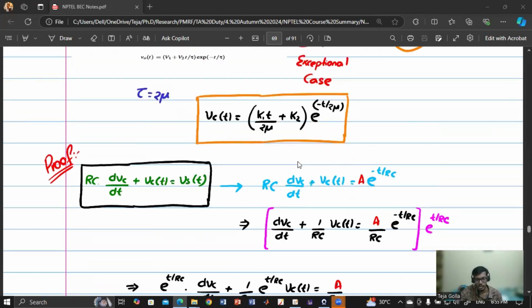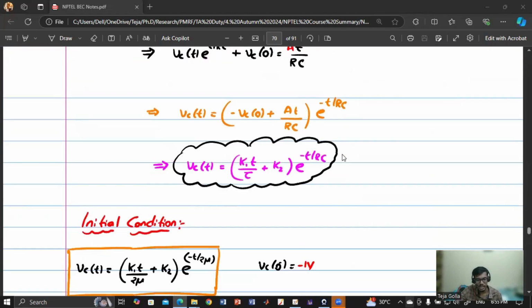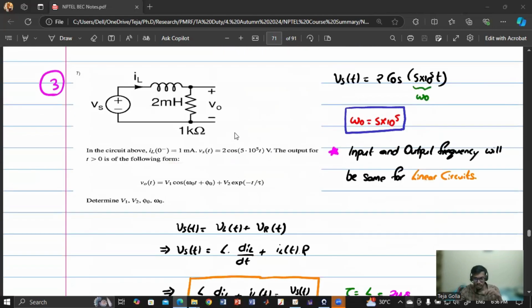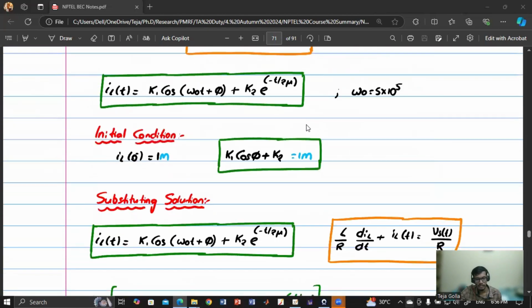And again, you have to get one equation from the initial condition and another equation by substituting this expression in the differential equation. So here we have solved different problems. One is RC, RL, and different types of networks. And in every question, the method remains the same.